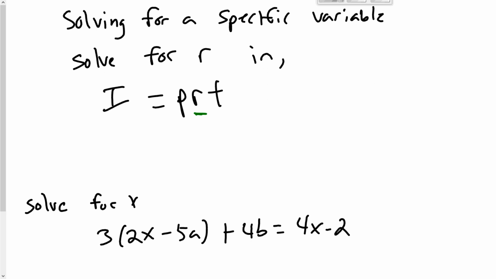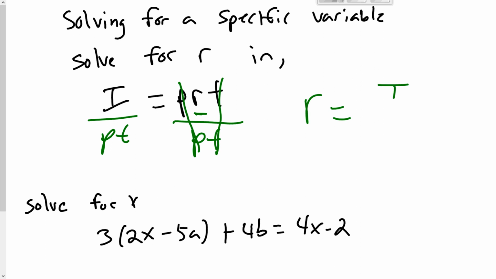This is R, so we want to get R by itself. Well, we just go backwards, in reverse, right? P and T are both being multiplied by R. So how do we get rid of multiplication? By division. So let's divide by both P and T on both sides. There. R is now by itself, right? These cancel on this side to 1. This cancels on this side to 1. We get R left by itself, and now we have I over PT. Now R is solved for.